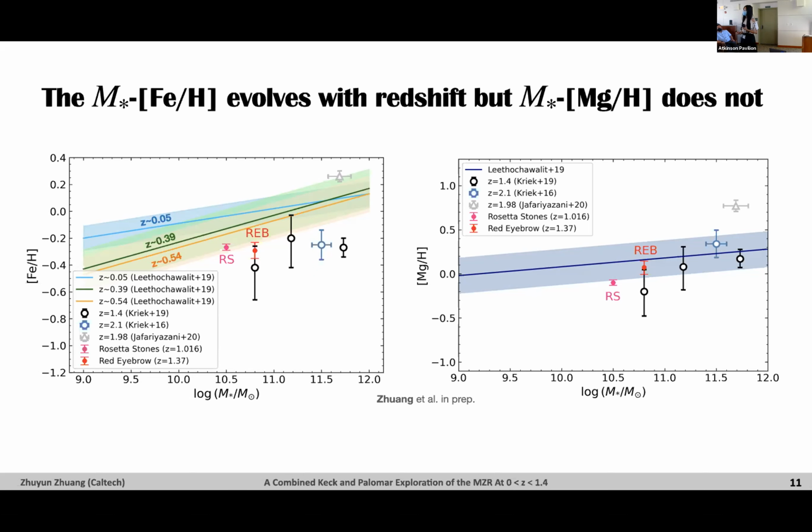Iron is usually generated in Type Ia supernova explosions, which have a much longer delay time, up to a few gigayears. So it is possible that at higher redshifts, these quiescent galaxies just don't have enough time to have that many Type Ia supernova explosions as we have today. Then they cannot get enriched in iron as much compared to galaxies at lower redshifts. And that can cause the redshift evolution we see in this plot.